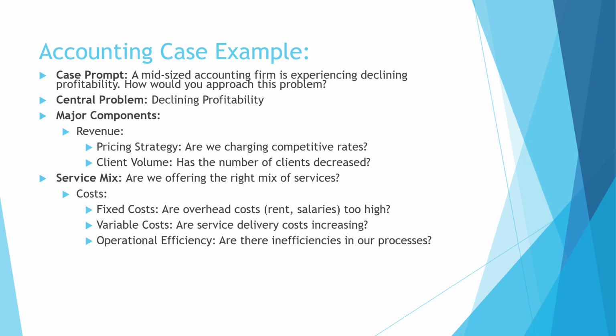Imagine you're consulting for a mid-sized accounting firm that's seen its profits steadily decline. Where do you start? Our issue tree begins with a central problem: declining profitability. From there, we break it down into revenue factors like pricing strategy and client volume and service mix. Costs also play a crucial role, so we'll look at both fixed costs, such as rent and salaries, and variable costs like delivery and operational efficiency. Each of these big buckets can be analyzed separately, allowing us to piece together a full understanding of what's causing the decline. But to uncover deeper insights, let's break these components down even further.